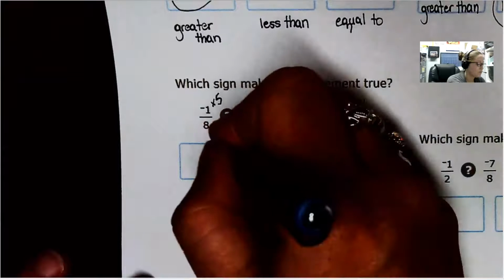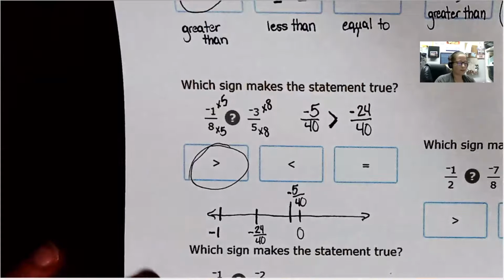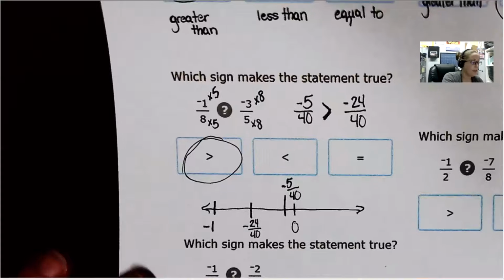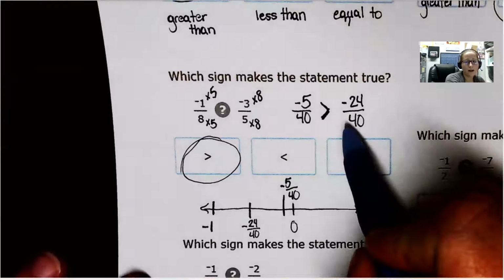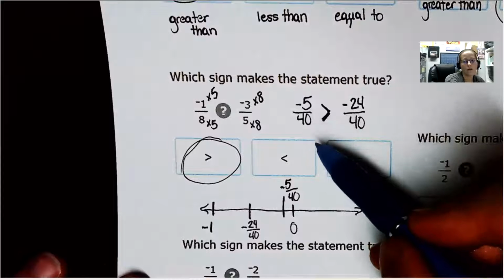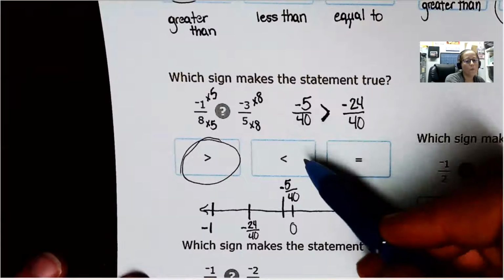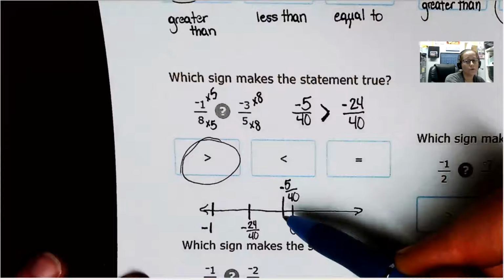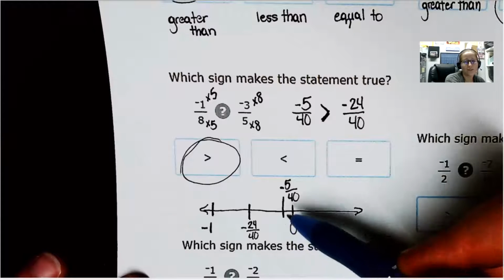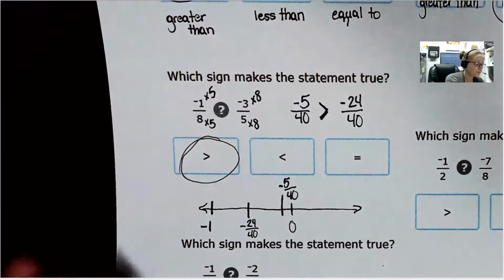Okay. So this would be our answer choice. And I know that is kind of tricky, considering if you're looking at the other direction, the positive direction of a number line. If both of these fractions were positive, yes, 24/40 would be greater than 5/40. But since they are negative fractions, we're looking at which fraction is closer to 0. So it's opposite. The smaller number will be the greater number.